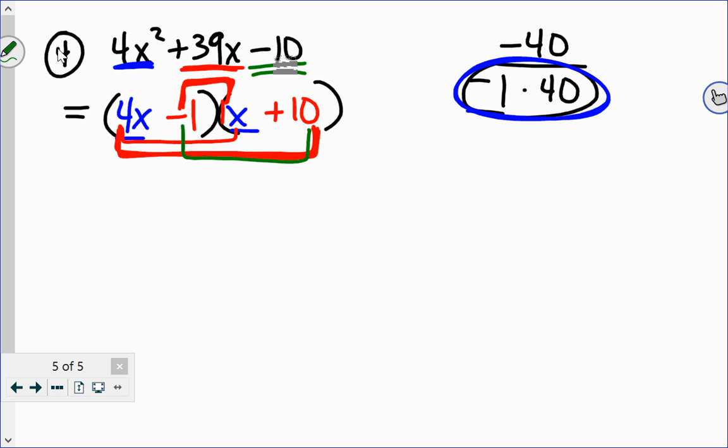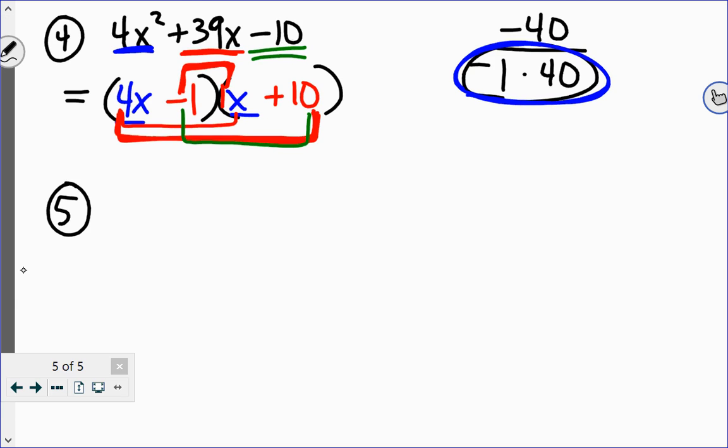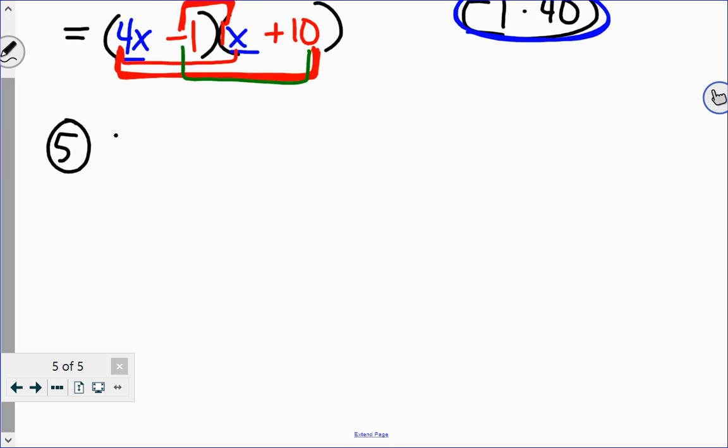So on this one, we have 3x squared minus 16x minus 35. So first step is look for a greatest common factor. I do not have one here. So now I need to find factors of a times c whose sum is b. Well, a times c is 35 times 3.